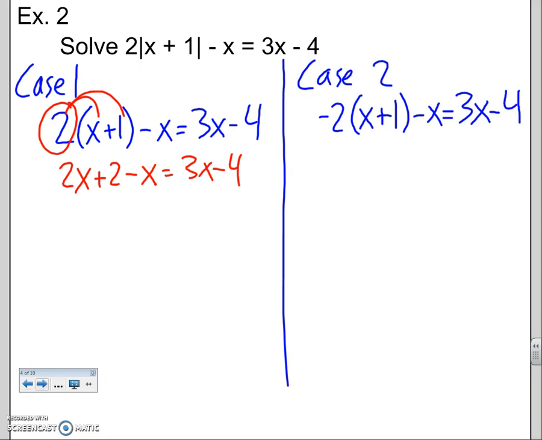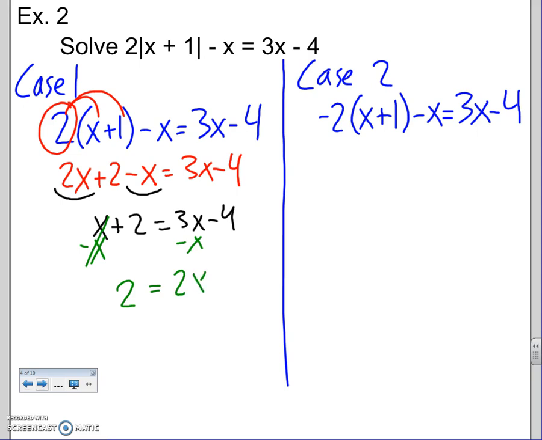Combine terms. The left side has things I can combine. The right side doesn't. This has a 2x minus x, which combines to a single 1x. 2 equals 3x minus 4. I get the letter on one side. I move the smaller one, x. 1x is smaller than 3x, so I'm going to subtract x from both sides. So 2 equals 2x minus 4.